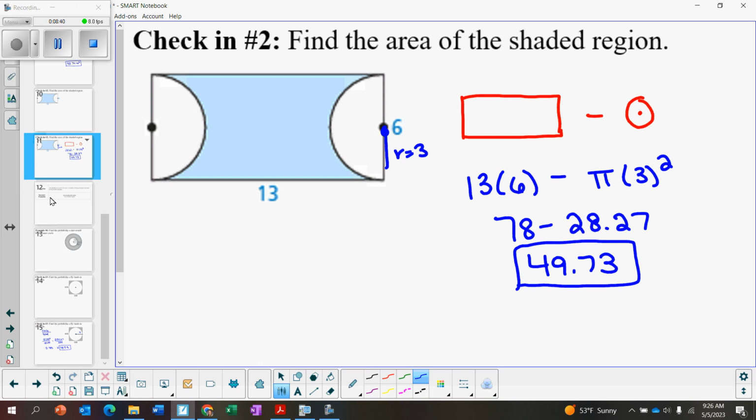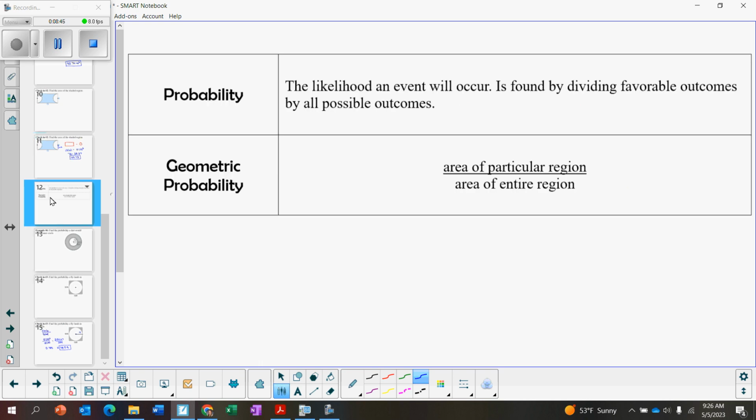The last thing we're going to talk about in this lesson is geometric probability. So probability in general is the likelihood that an event will occur. So we find probability by dividing the favorable outcomes, what we're looking to happen, out of all possible outcomes. So for geometric probability, because we're looking for the probability that we are selecting part of a shape, we're going to have the area of the particular region we're looking for divided by the area of the entire region. And that is how we will find the geometric probability.